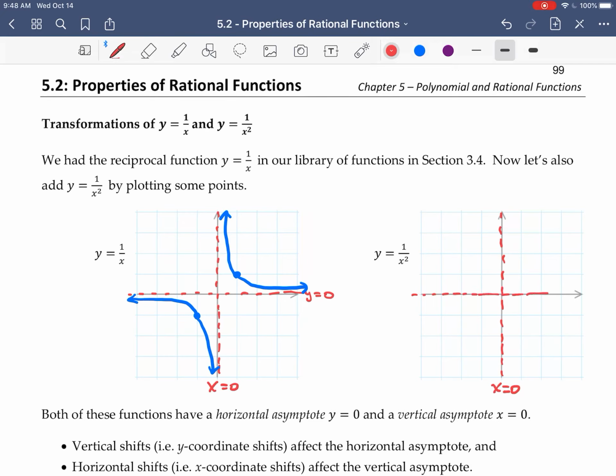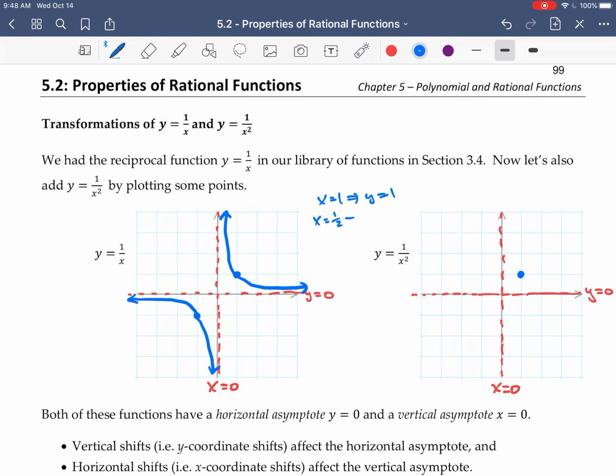Similarly, we're going to have a horizontal asymptote at y equals 0. And then here, if I plug in x equals 1, I get 1 over 1 squared. So that's still the point (1, 1). If I plug in x equals 1/2, so maybe I should do this. So x equals 1 gives me y equals 1.